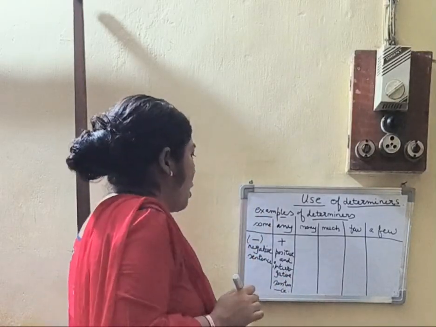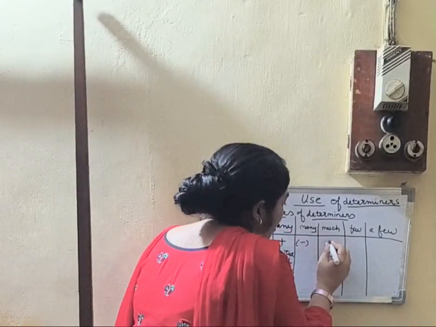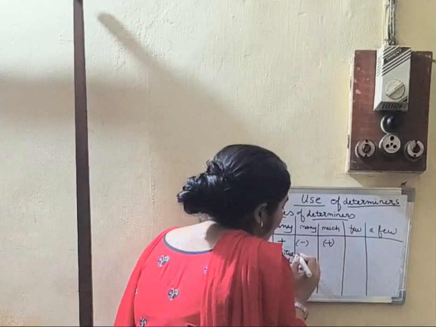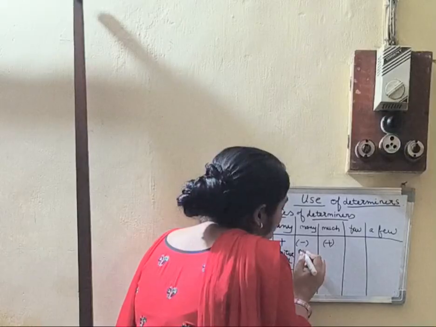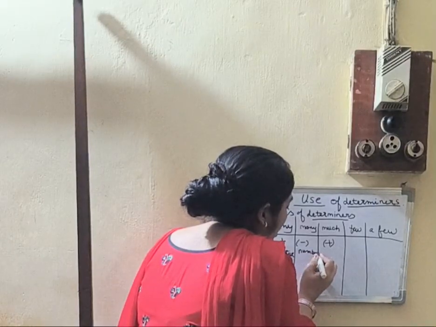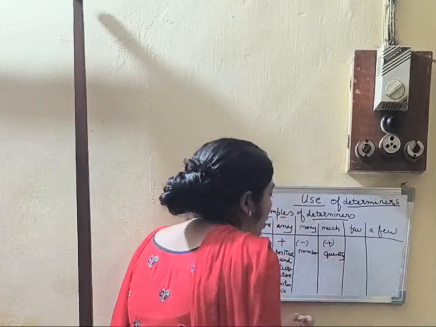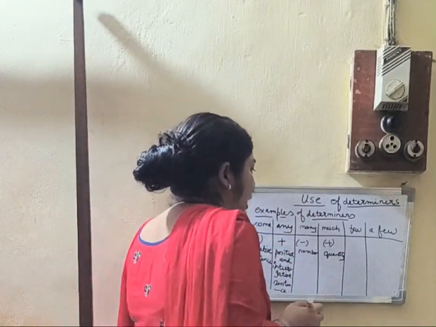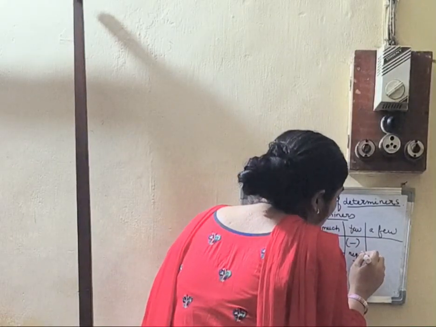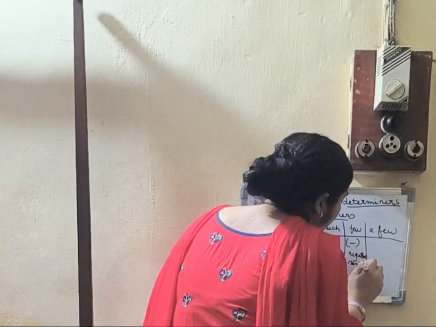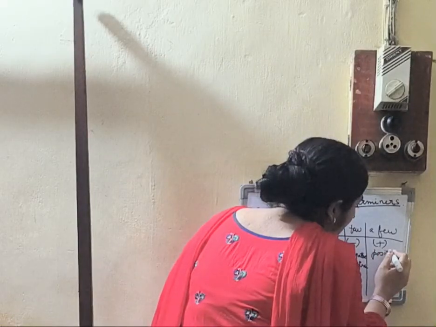Okay. Then many and much. Many is negative and much is positive. It is used for number, and much is used for quantity. Okay. Then few, negative sentence, positive sentence.